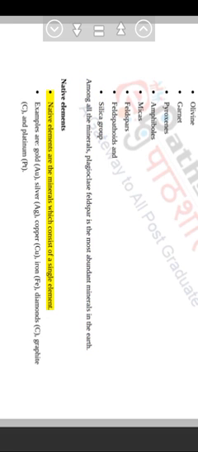Native elements. Native elements are the minerals which consist of a single element. Examples are gold, Au, silver, Ag, copper, Cu, iron, Fe, diamond, C, graphite, C, and platinum, Pt. Halides.